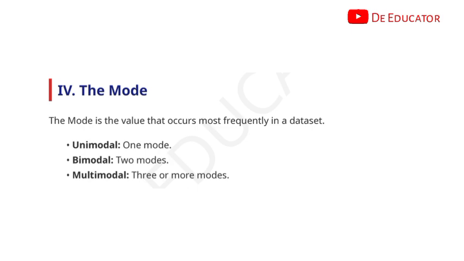If you have 1 mode in a data set, it is known as unimodal. If you have 2 modes, it is known as bimodal. And if you have 3 or more modes, it is known as multimodal. Alright, so let's move on.